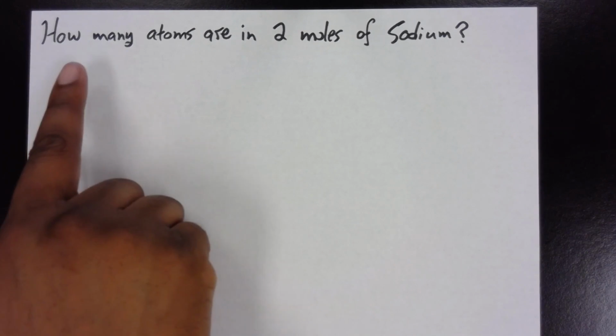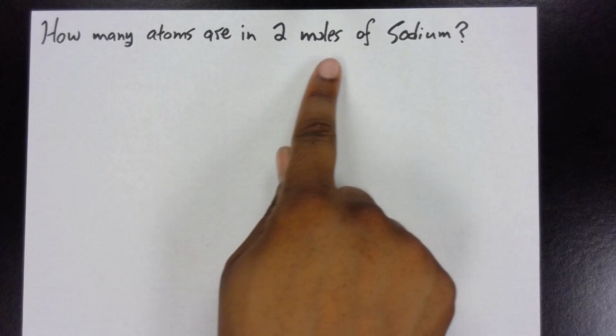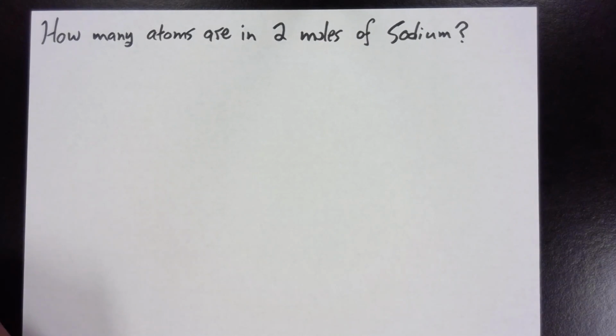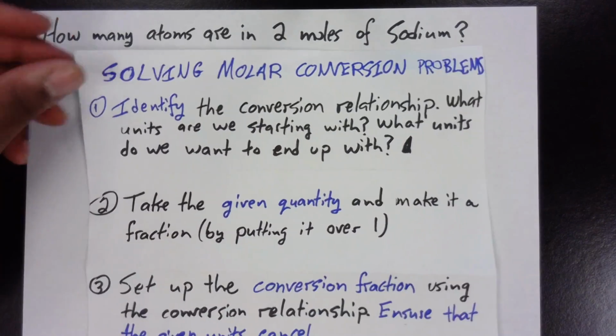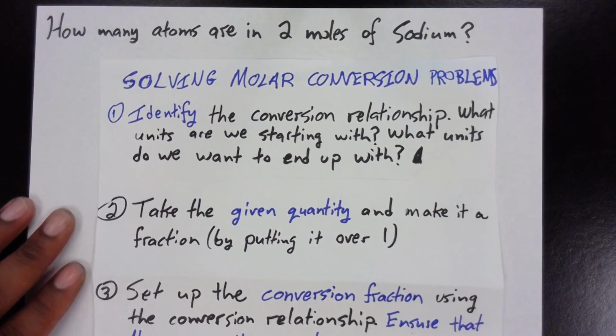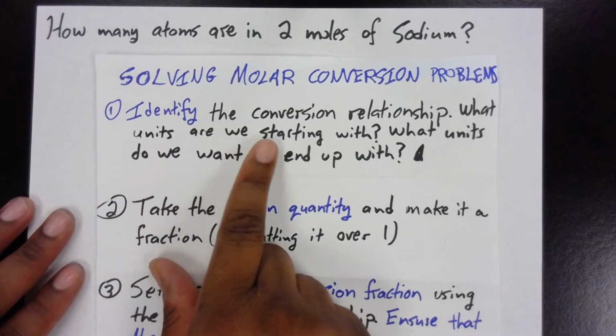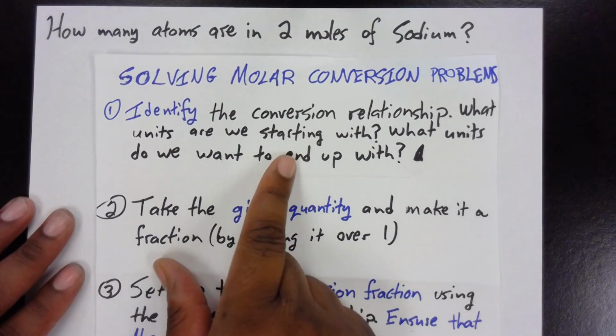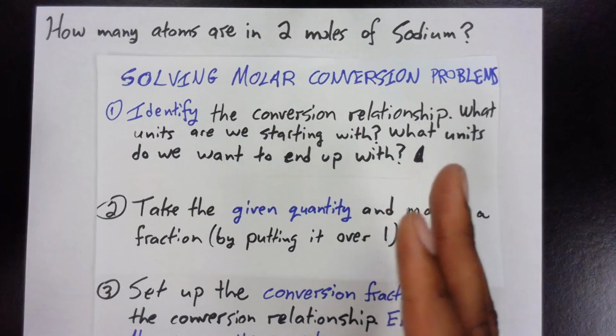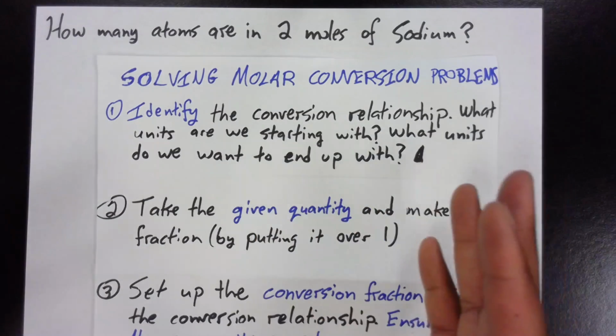So we want to find out how many atoms are in 2 moles of sodium. Well, doing these kinds of molar conversions, there's a 4-step process, or really 5 steps on how to solve. First, we're going to identify the conversion relationship. Find out what are we starting with, what do we end up with, we're converting between what and what.